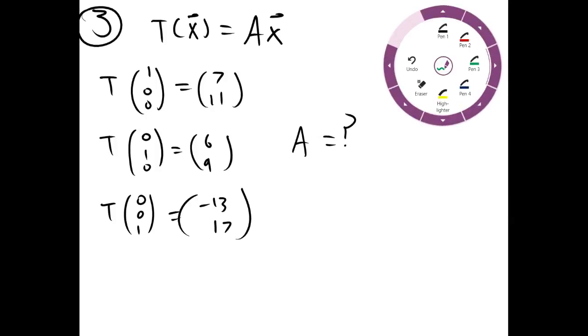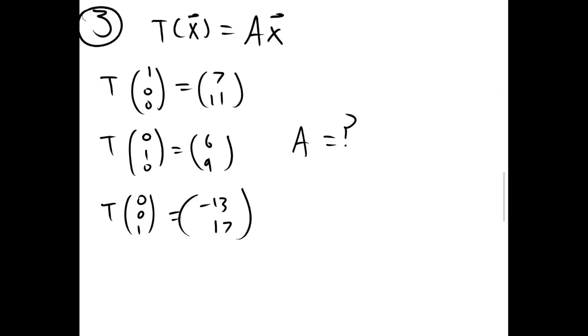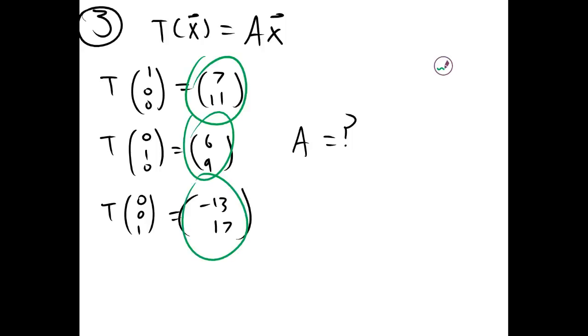The shortcut way of doing this is that these all correspond to columns of A. The first column will correspond to the output for 1, 0, 0, so 7, 11. The second column will correspond to the output of 0, 1, 0, so 6, 9. And the third column will correspond to negative 13, 17.